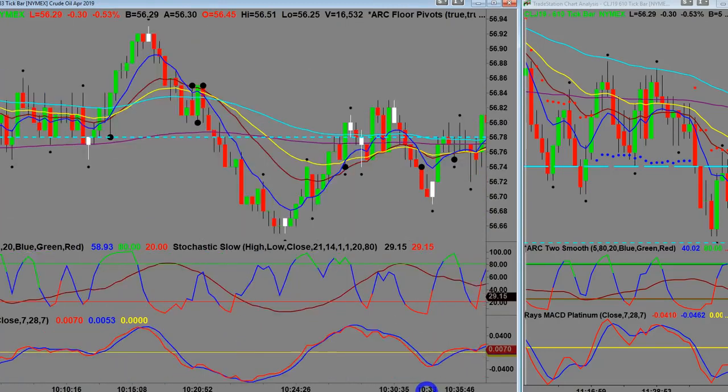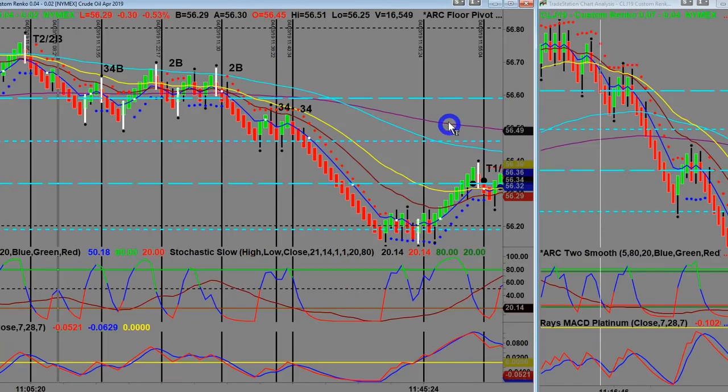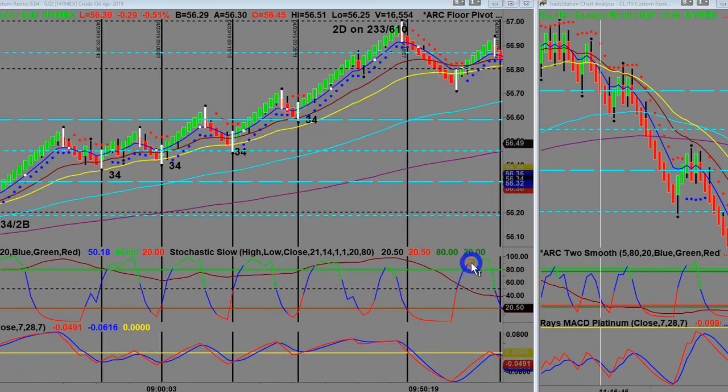But let me show you a couple of things that are really important. First of all, where are we here? Let me just pause this. I want to show you a couple of setups. So here is one specifically. Now what we've got here is what we call a 2D on the 233 and 610. So during New York, I want to have a 233 tick and a 610 as the anchor.